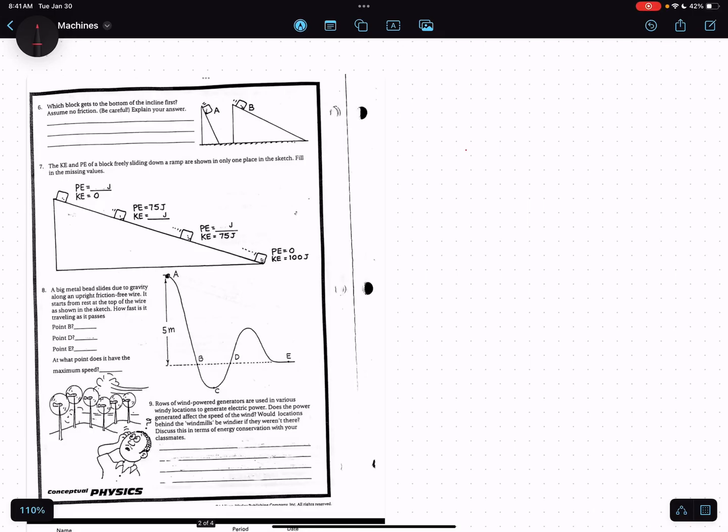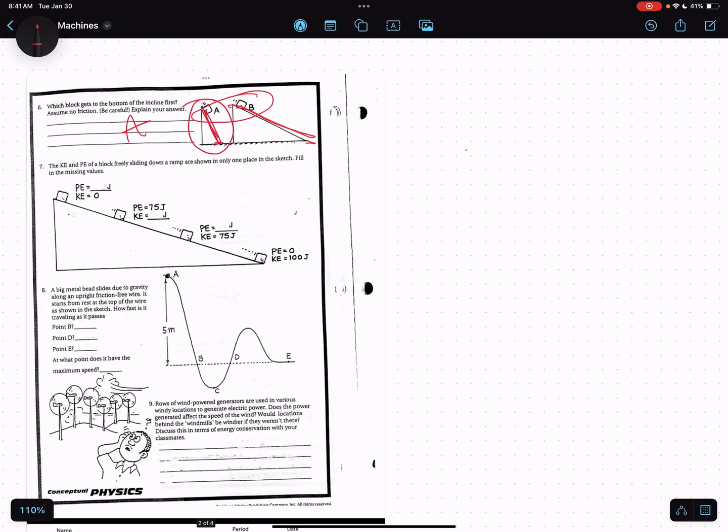Okay, next page. So first up, we have this question here. It's talking about which one gets to the bottom. It's not saying which is going to have the greater velocity. It's saying which one gets to the bottom first. And although they will have the same velocity at the bottom, this one will travel a shorter distance than that. So this will actually reach the bottom first. So it's A.